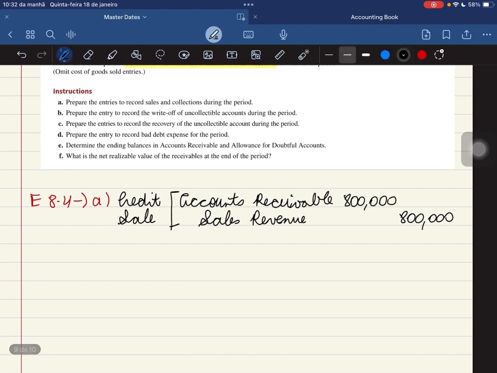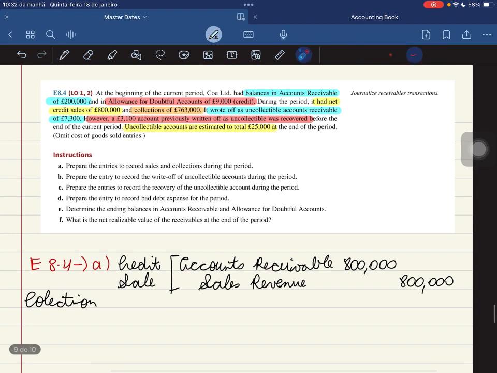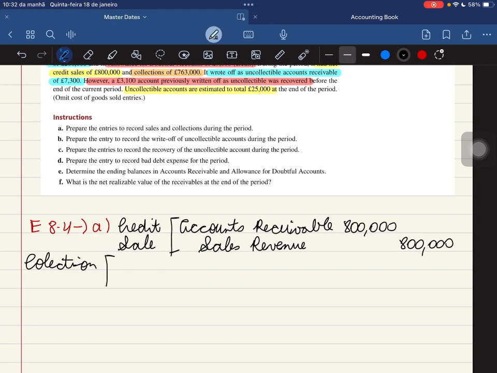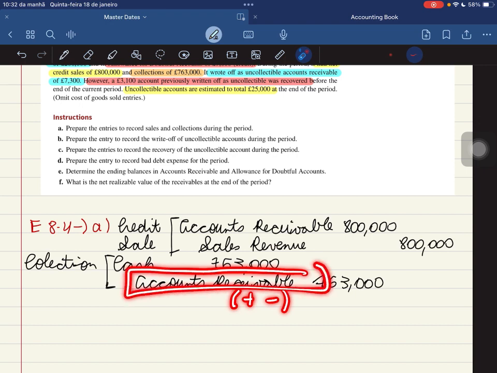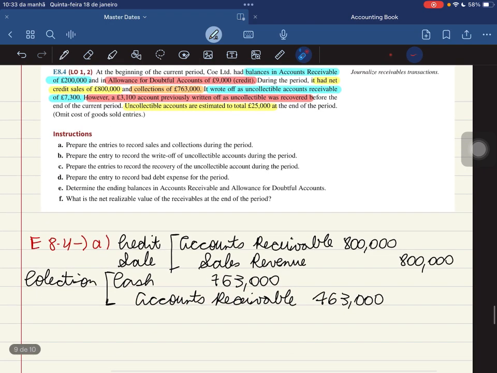And we also had the collection, right? So here I'm going to write the collection. How much money did I actually get? I actually got $763,000 in cash. So here I can write cash and I can write accounts receivable. Accounts receivable is in the bottom because I am reducing the accounts receivable, right? Because originally I had this money that was due to me, but since I got this money now in form of cash, I have to reduce my accounts receivable. So accounts receivable is a plus and a minus. Since it is here on the credit side, it is a minus. Okay, and this is letter A.